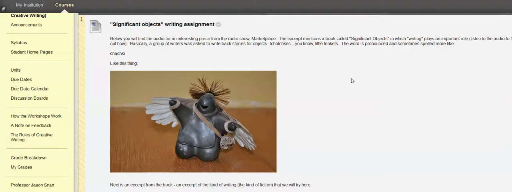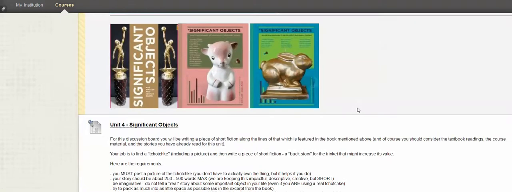And as usual, a big part of what we're doing here in the discussion board, you'll see, has you writing the post, but also replying to others. So your audience is really becoming other members of the class.